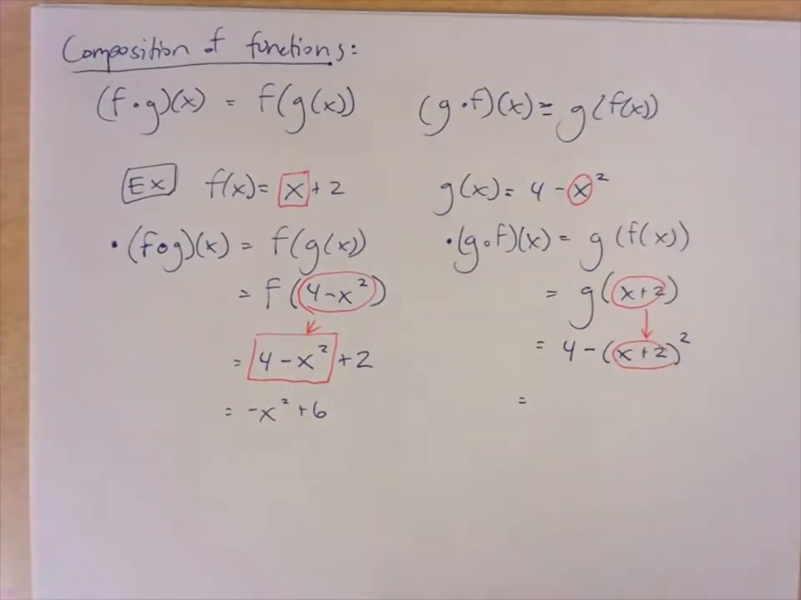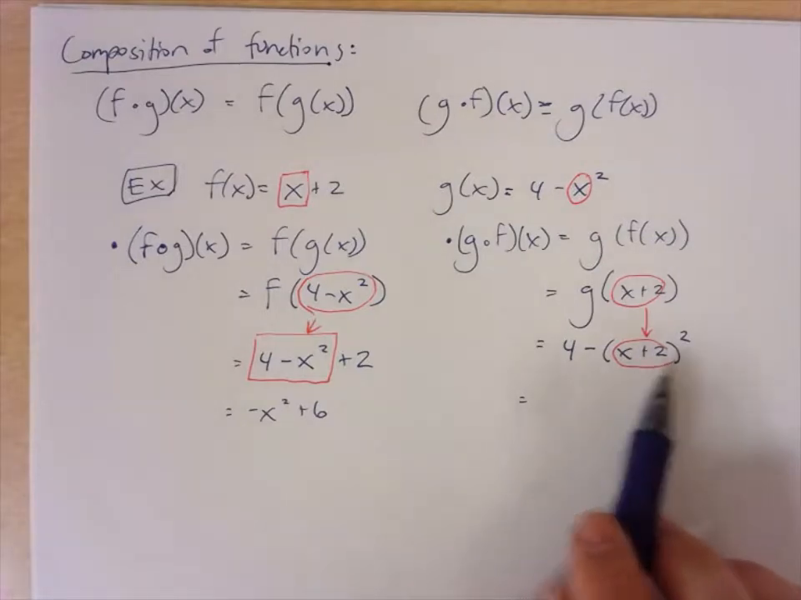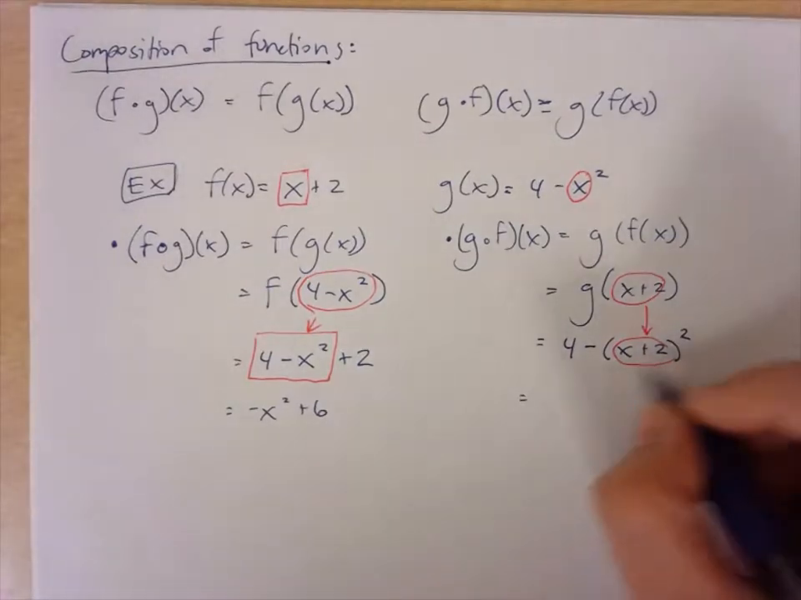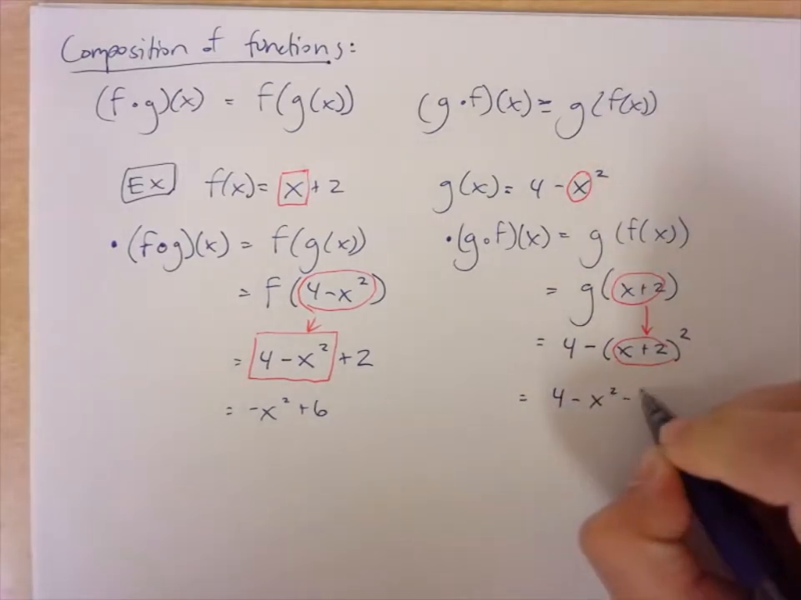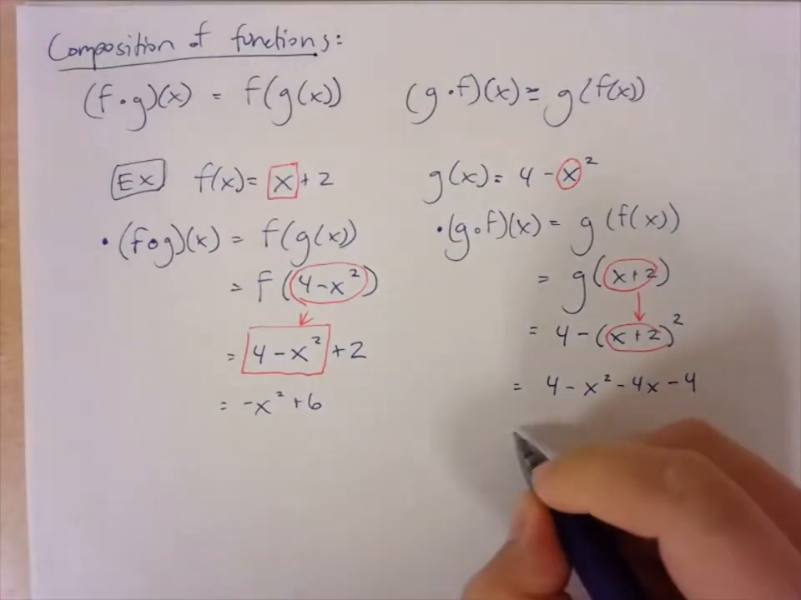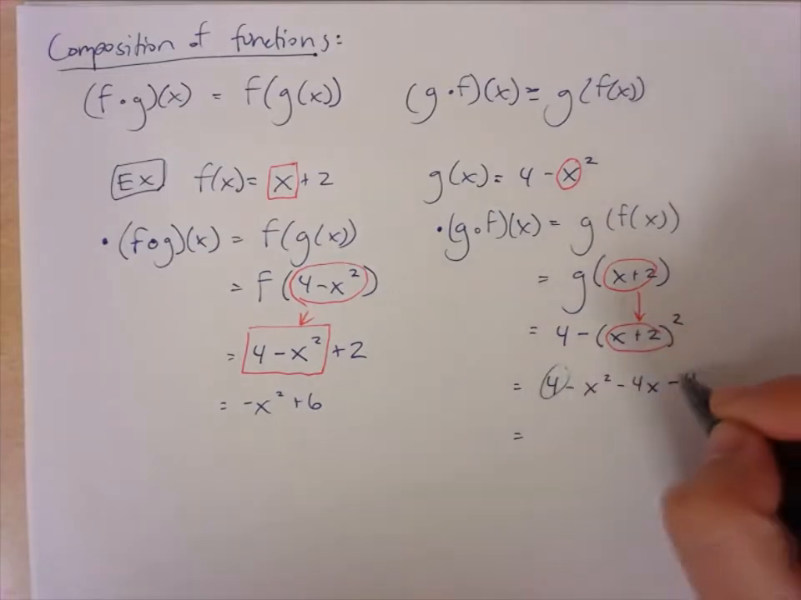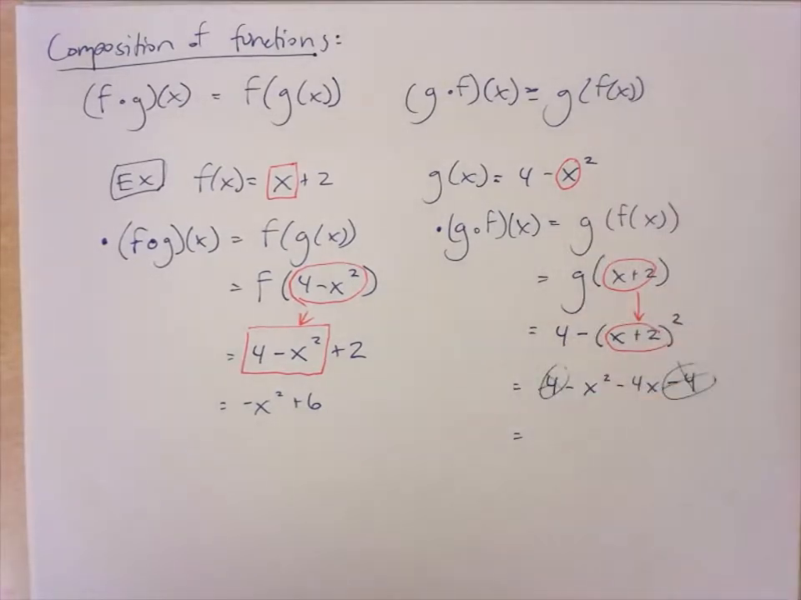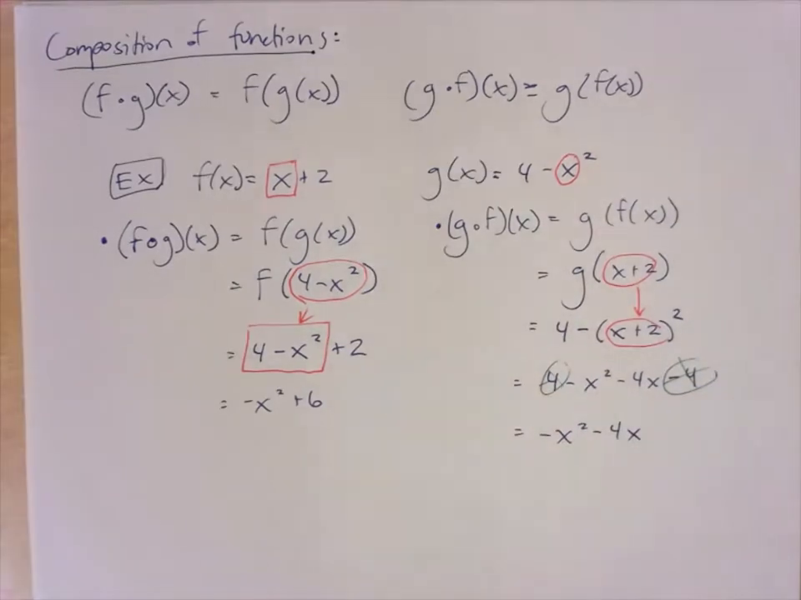And now, if you remember expanding binomials, you would know that this is the same as saying x squared plus 4x plus 4. And then if we make all of those negative, then we get 4 minus x squared minus 4x minus 4. And we can see right away that our 4's would cancel out. We'd have 4 minus 4. And so we'd get negative x squared minus 4x.